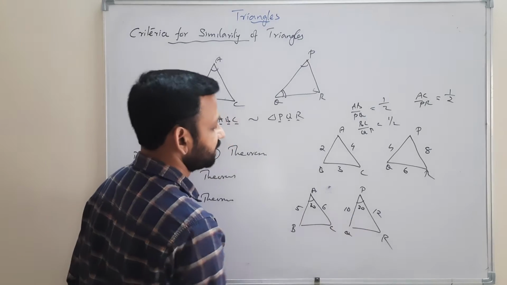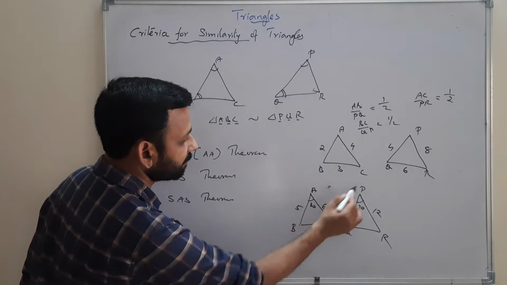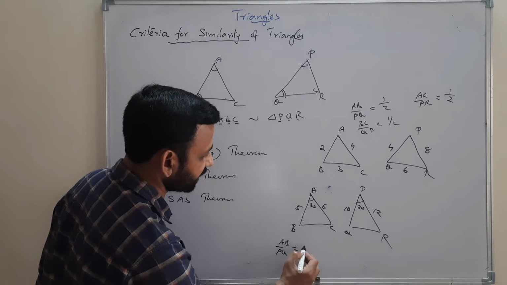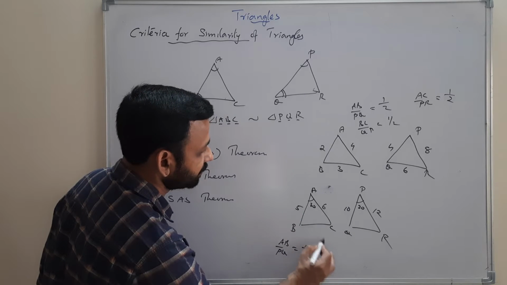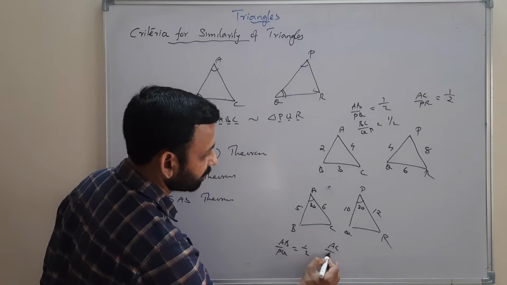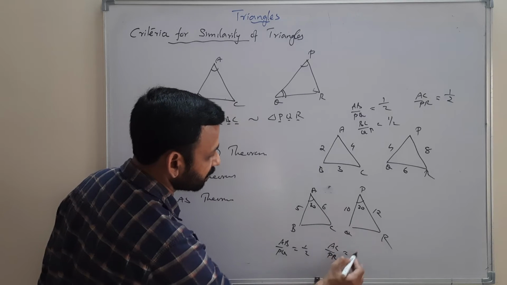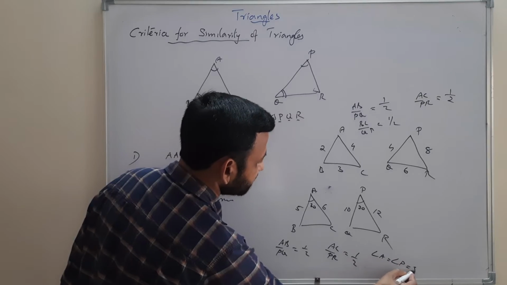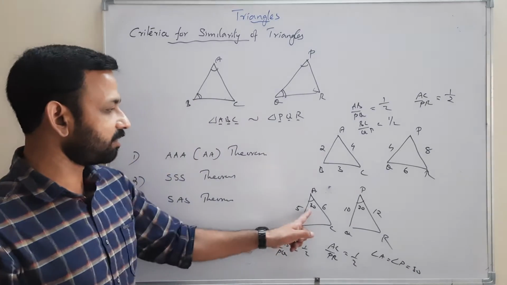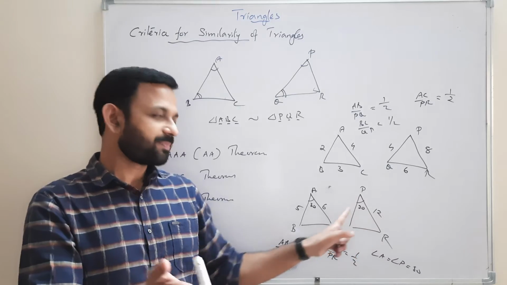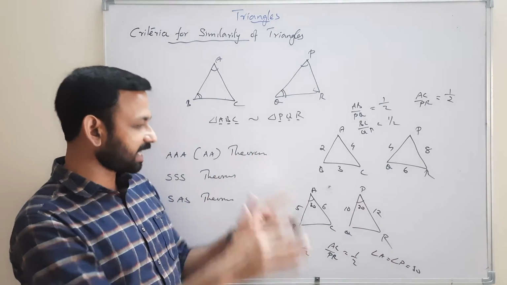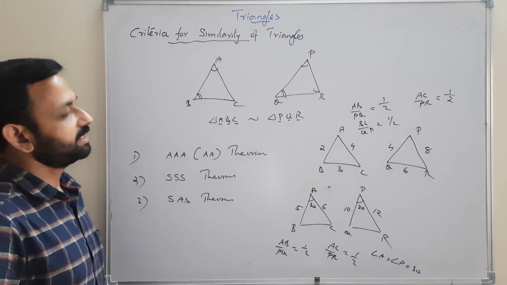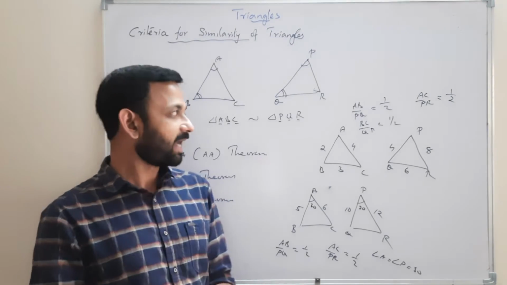Then AB upon PQ is equal to 5 upon 10, that is 1 by 2. AC upon PR is equal to 6 upon 12, 1 by 2. Angle A is equal to angle P, that is 30 degrees. So here the included angles are equal and the corresponding sides are in the same ratio. So we can say that the two triangles are similar. So these are the similarity theorems.